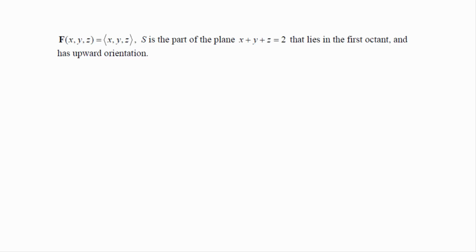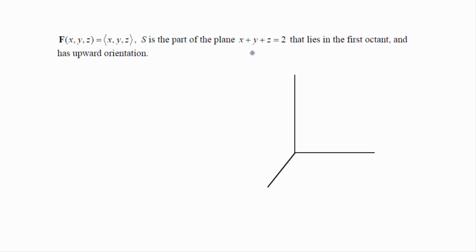Okay, so in this one, the vector field F has components x, y, and z. S is part of the plane x plus y plus z equals 2, and it's the part that lies in the first octant and has upward orientation. At some point, you're going to want to graph that surface, so let me graph it right now.